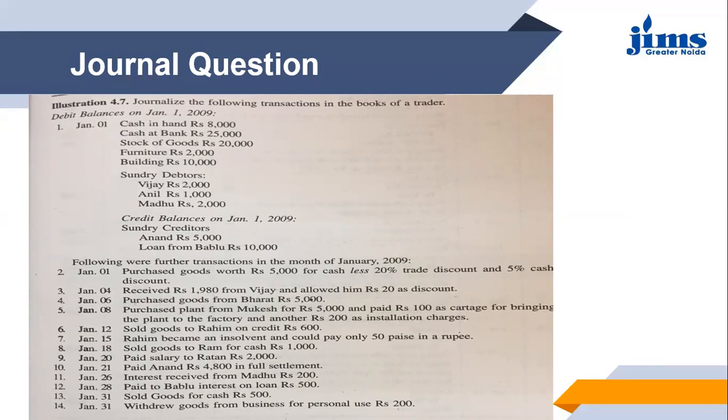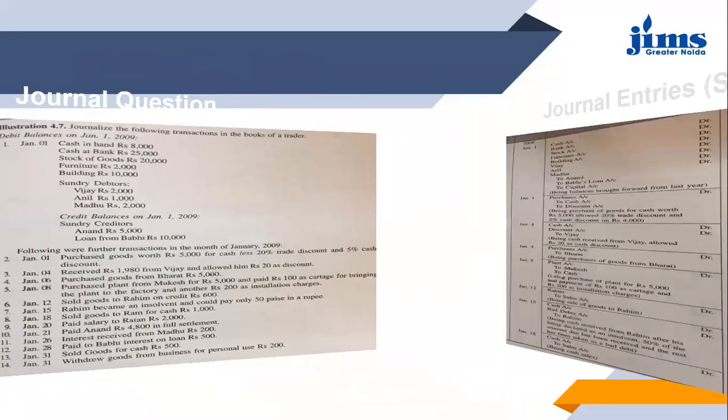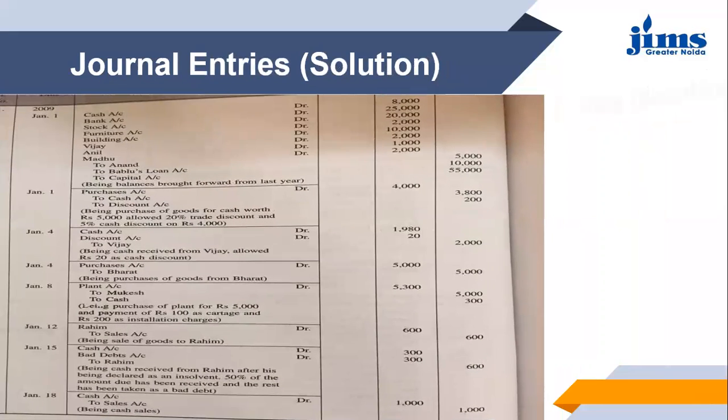It will be taken as 5,000 reduced by the trade discount, that is 1,000. So the purchase of goods cost will be 4,000 rupees for the accounting purpose. Further, 5% cash discount is given. So 4,000's 5% will be 200 rupees. So 200 rupees will be given as a discount.